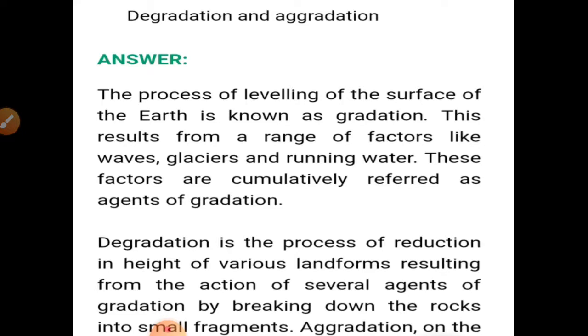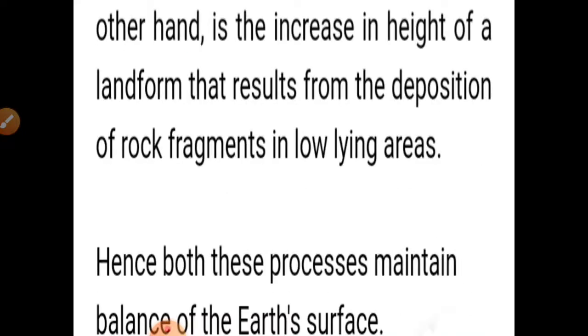cumulatively referred to as agents of gradation, while degradation is the process of reduction in height of various landforms resulting from the action of several agents of gradation by breaking down the rocks into small fragments. Aggradation, on the other hand, is the increase in height of landforms that results from the deposition of rock fragments in low lying areas. So hence both these processes maintain balance of earth's surface. Now next question will be: how is erosion different from weathering?